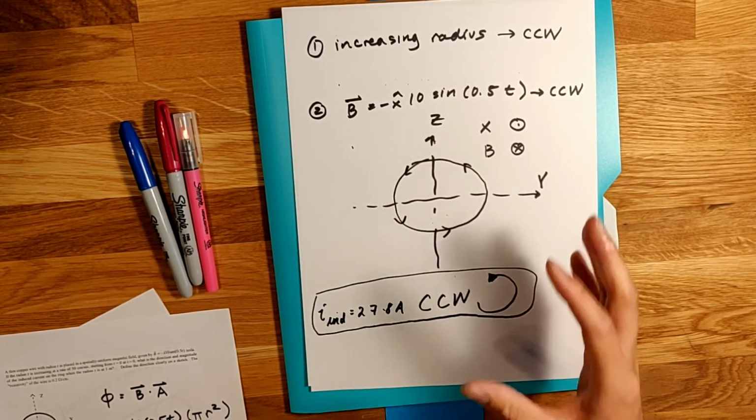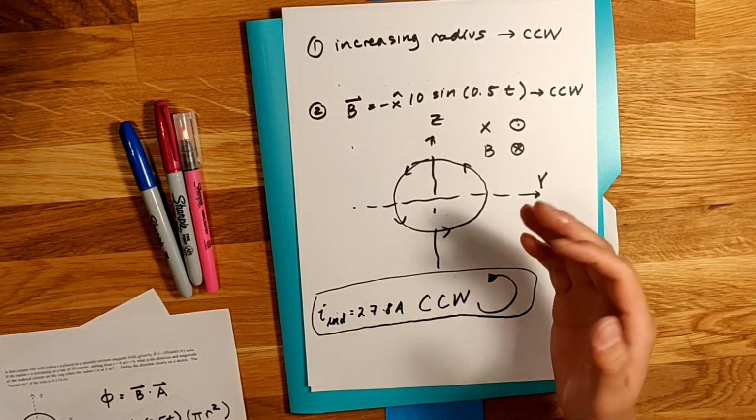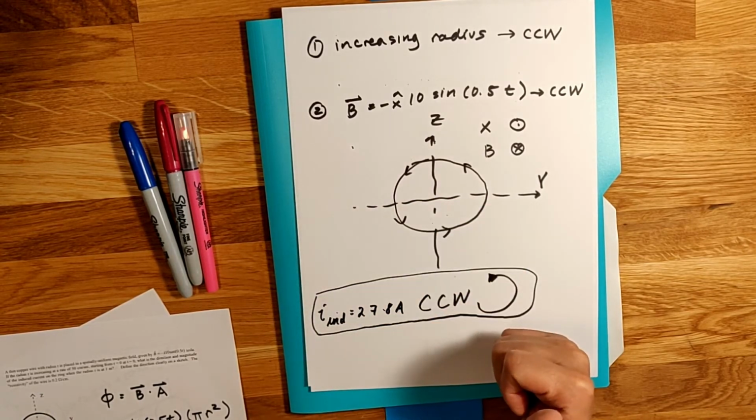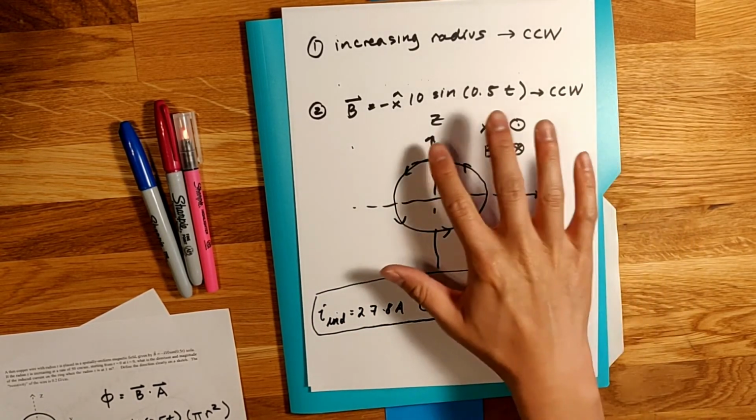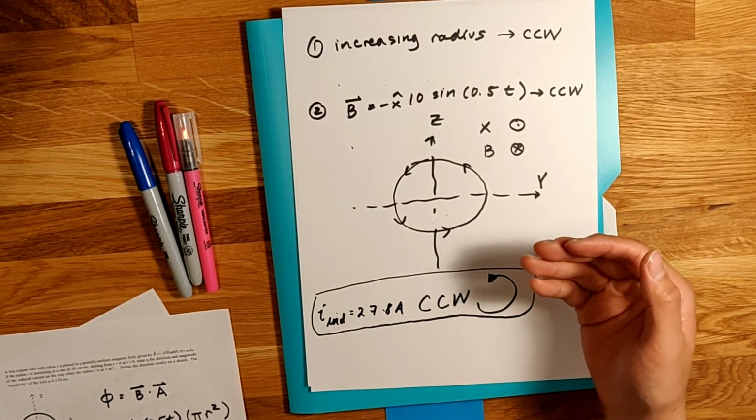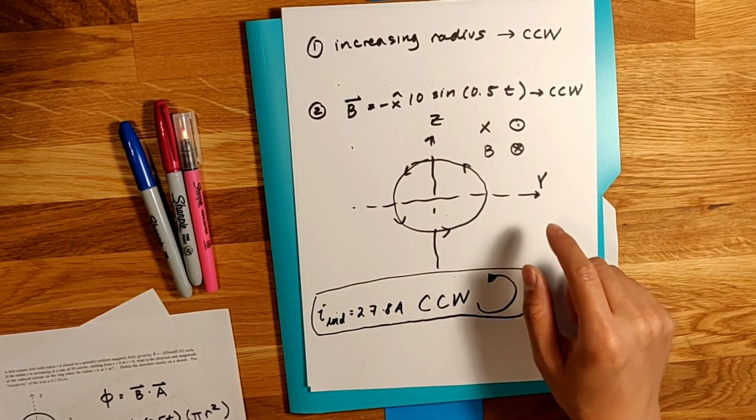So again, you can use inspection if you would like and realize that increasing radius results in more flux, which means that induced B will be coming out, which will result in a counterclockwise induced current. And the same methodology can be applied to the B field, because sine means that's increasing initially, which will also result in an induced current that's going counterclockwise.